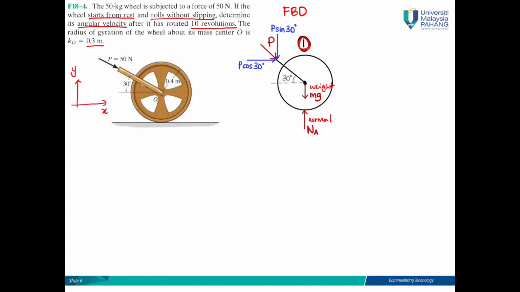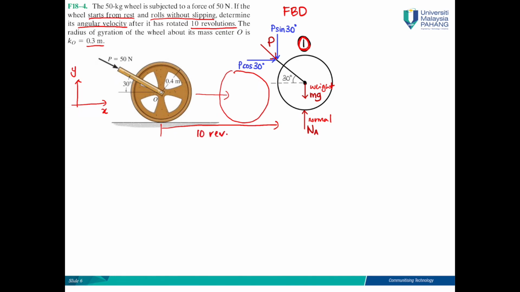So what happens after 10 revolutions? Basically, after 10 revolutions, the wheel has traveled somewhere over here. The wheel has translated to the right after 10 revolutions.